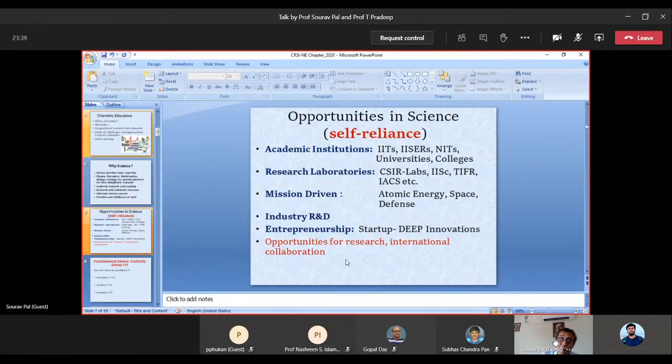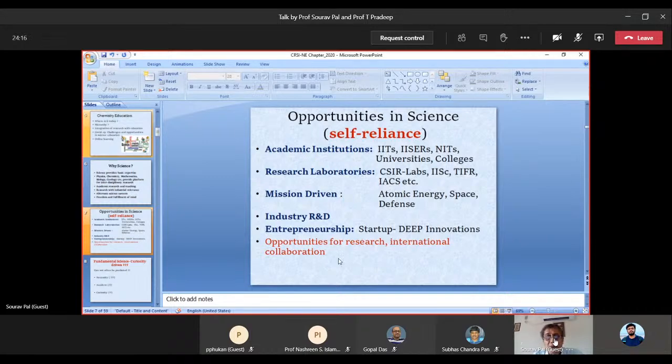As I said, there are lots of opportunities for young people to do science. We tell them that at IISER, you can get jobs in academic institutions, research laboratories, mission-driven projects, industry, as well as become an entrepreneur. In fact, Dr. Pradeep, who will be giving a talk after me, is a brilliant example of a scientist turned entrepreneur who has spun off companies. I think it's very important for many students to learn that we have to not only look for jobs; many of us have to look for jobs, of course, but there should be many who are able to create jobs.